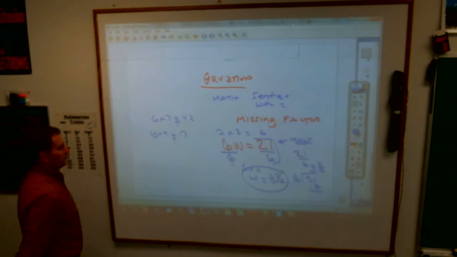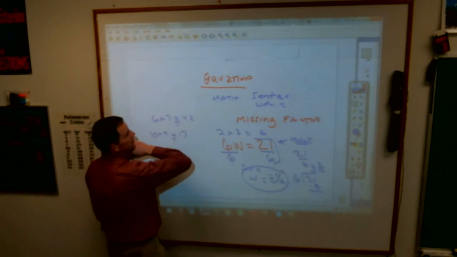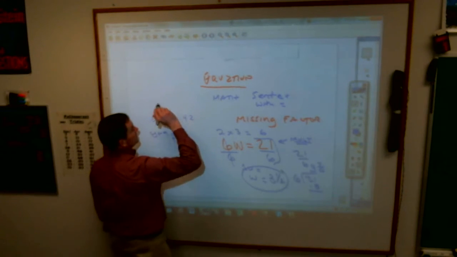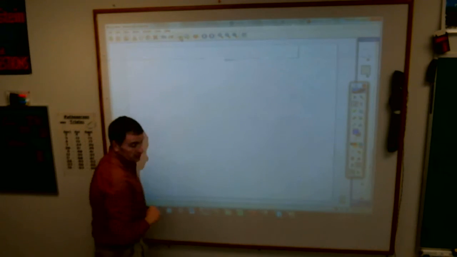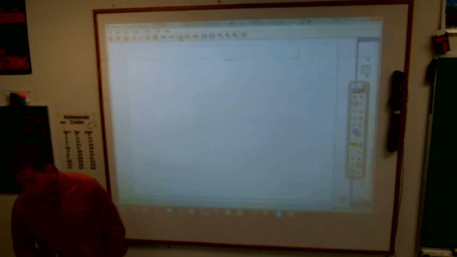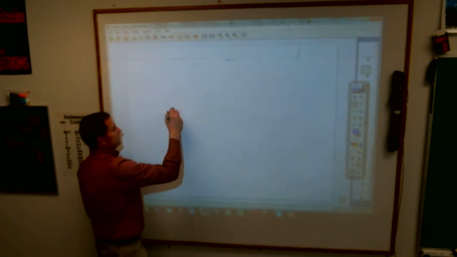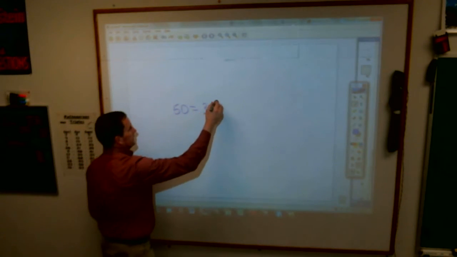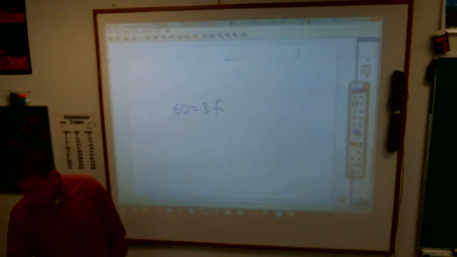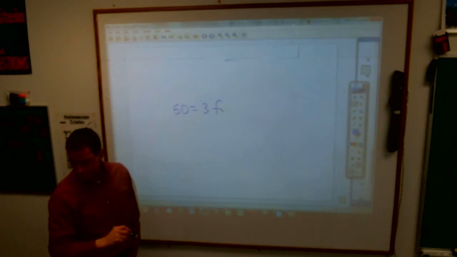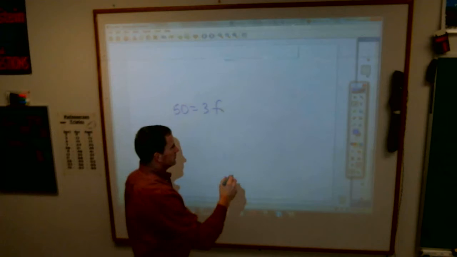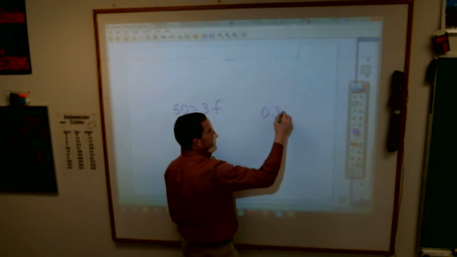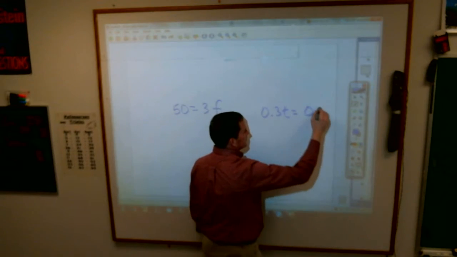7th graders, 8th graders, everybody does these. Everybody does these every day of their lives. So here's what they kind of look like. Let me give you a whole bunch of them. 50 equals 3f. 0.3t equals 0.24.